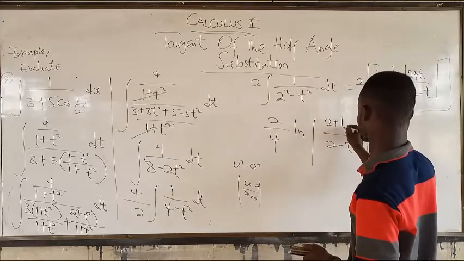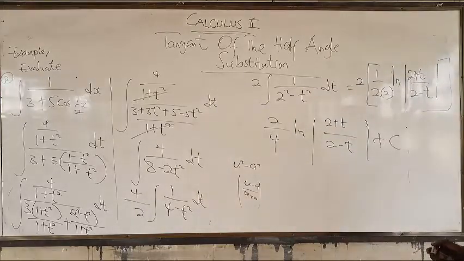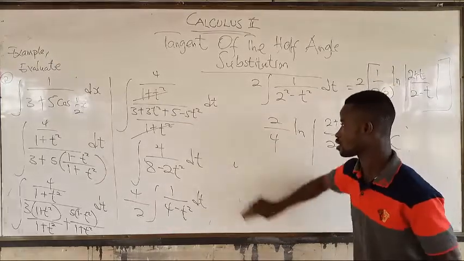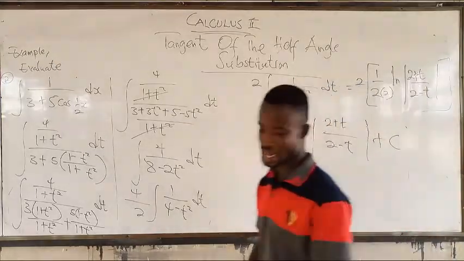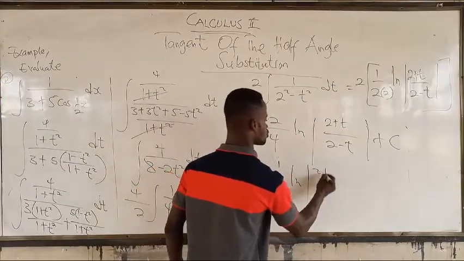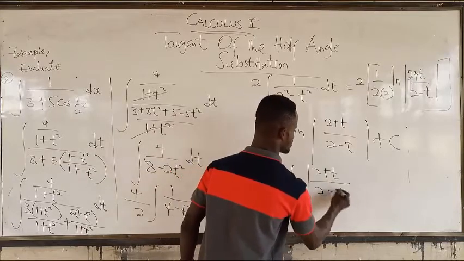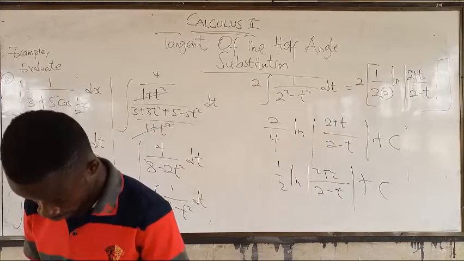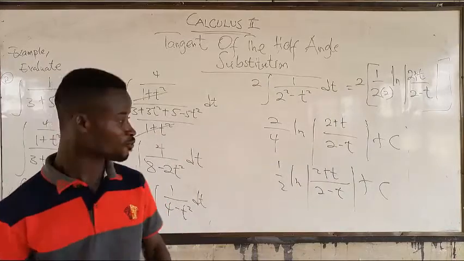Okay, so don't forget the general forms of these things. Alright, so we end up getting half times the log of 2 plus t over 2 minus t, plus c. So that is going to be the final answer for that.